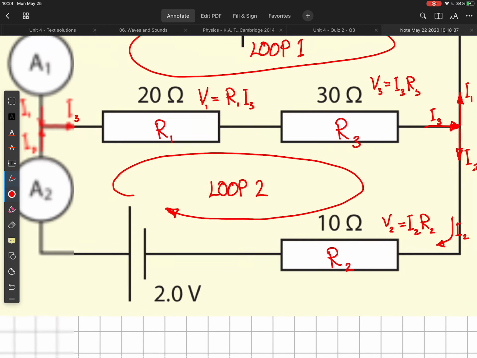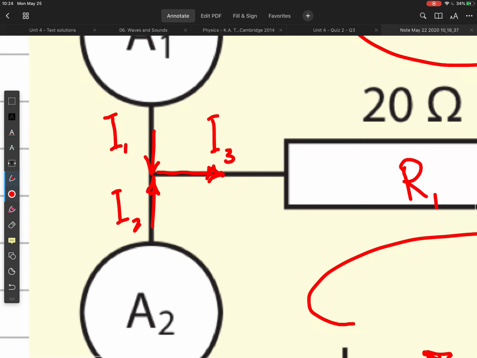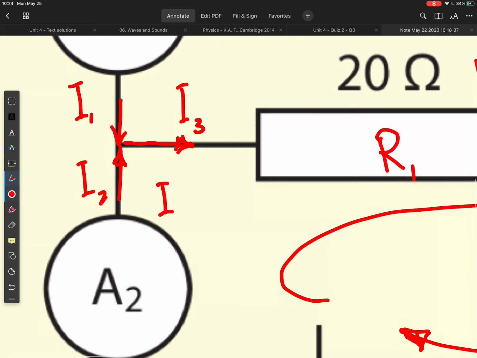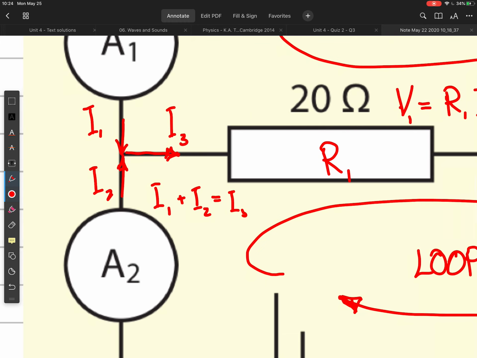The other thing I should note is that our current going into each junction, again, according to Kirchhoff's law, will equal the current going out of each junction. So in this case, I sub 1 plus I sub 2 will equal I sub 3, okay? The sum of current going into a junction must equal 0 is another way to express it.